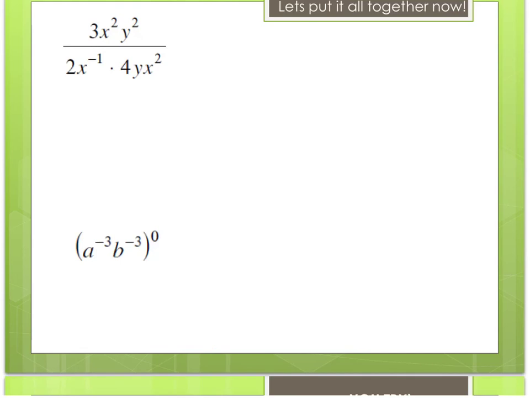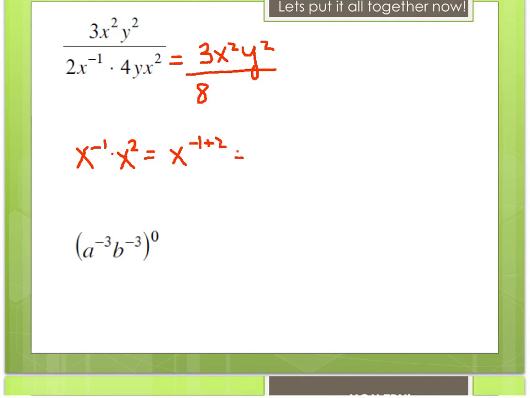Alright, so doing some extra examples here. I'm going to go ahead and simplify the bottom of this fraction first because I have some stuff going on down there. So I'm going to multiply these two coefficients. So 2 times 4 gives me 8. And then I'm going to combine like terms here. I have x's on both sides, so that's going to give me x to the negative first times x squared. Remember, we add the exponents, so negative 1 plus 2 is going to leave me with just 1. So I just get x, y on the bottom.